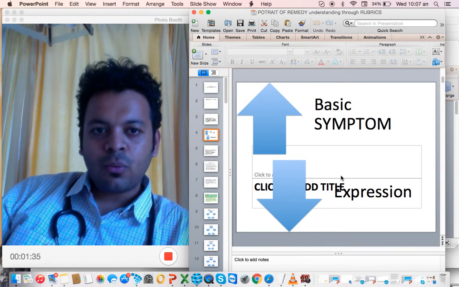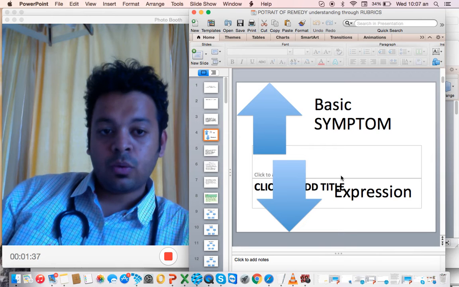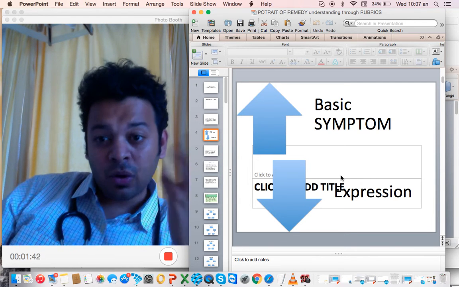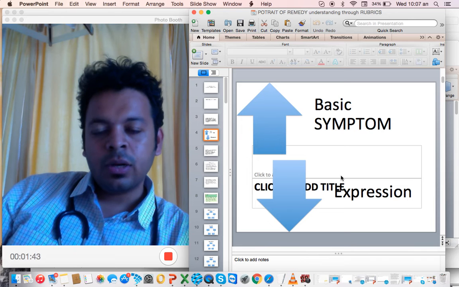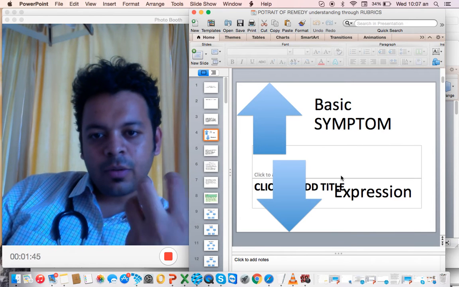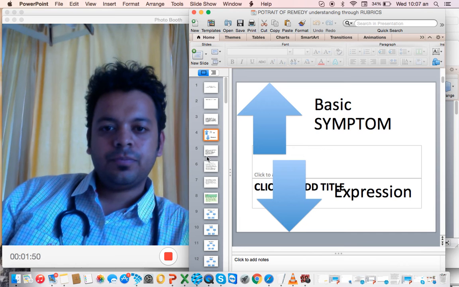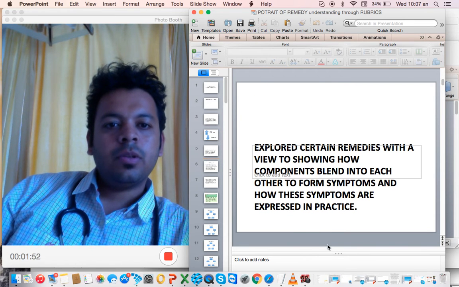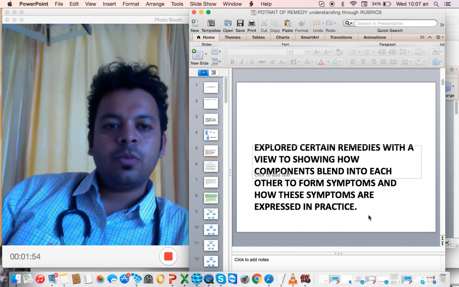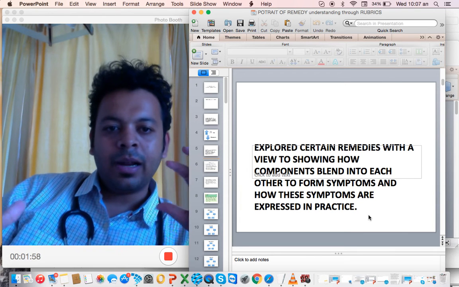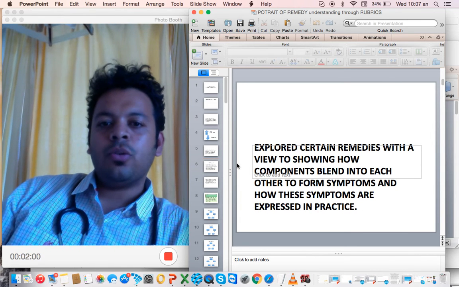Also, the idea of what is a basic symptom and what is an expression. The patient may just give an expression, but what is important for you is to go much deeper and understand the basic underlying state within. So the idea is to explore certain remedies, and how these components blend into each other and show a very interesting concept.